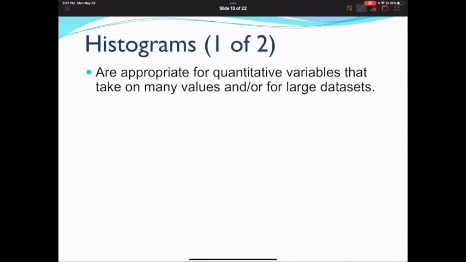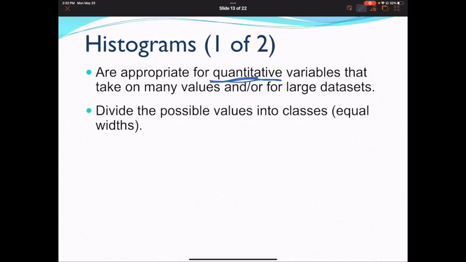Histograms are appropriate for quantitative variables, right? Not categorical. We want quantitative variables. And they can take on many values. These are really great for large data sets to summarize things down. What we want to do is divide our values into classes, groups, bars. Bins is another word for it that you might see in the text.